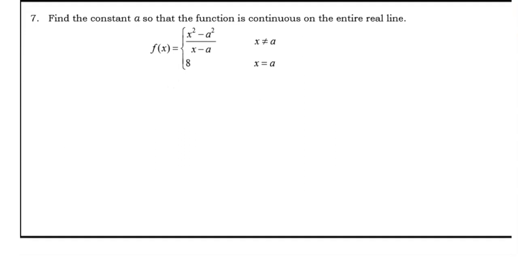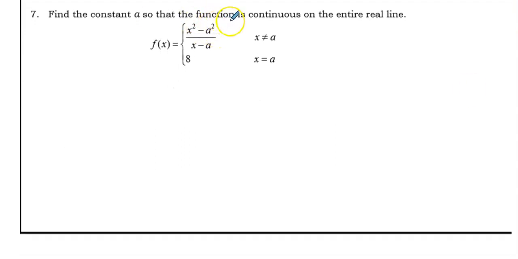Now this one's a little different because it says find the constant a so that the function is continuous on the entire number line. So this one's not an inequality. This one right here is going to be a not equals to or equals to sign. So the first thing that we look at is that f of a is going to be equal to 8. Okay, so f of a is equal to 8, and that's pretty straightforward.